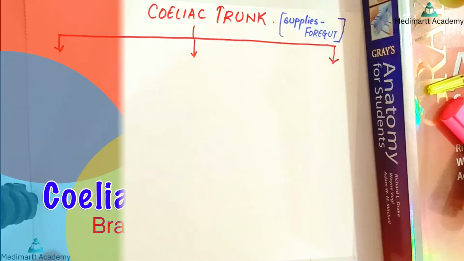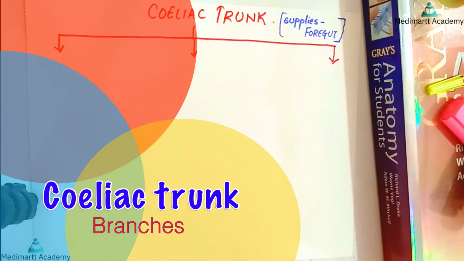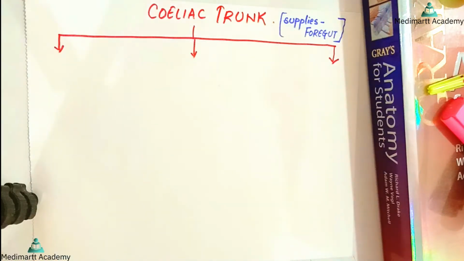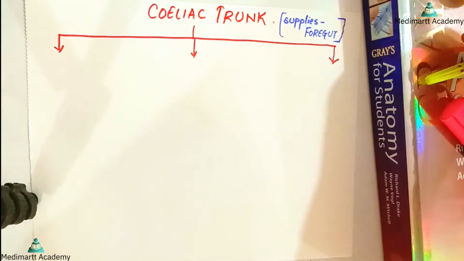First of all, we should know that the celiac trunk is the ventral branch of the abdominal aorta. You can see it in the previous video. The celiac trunk basically supplies the whole of the foregut. Now, what does the foregut consist of? It consists of the esophagus down to the major duodenal papilla of the duodenum. So, without wasting much time, let's start with the branches.